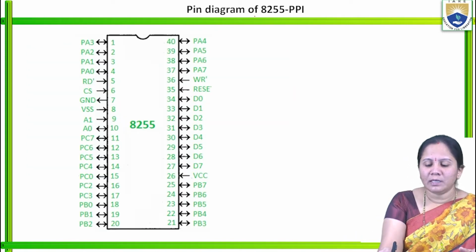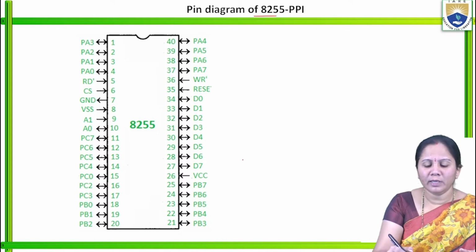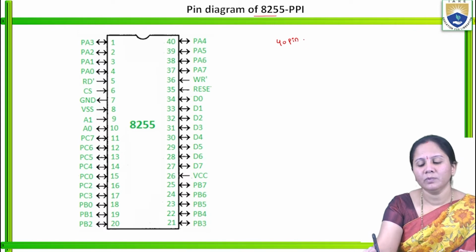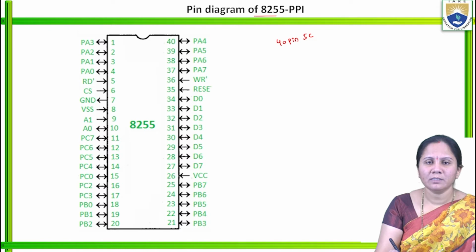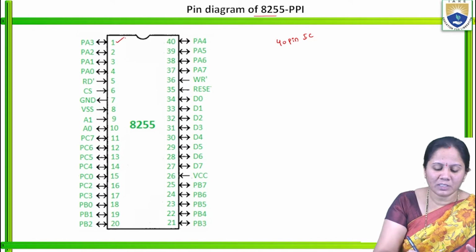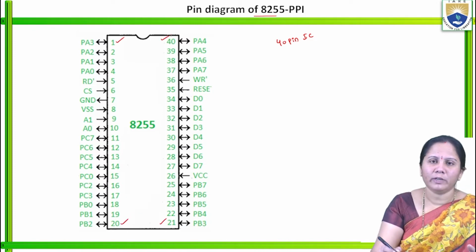Now, this is the pin diagram of 8255 PPI. This is a 40-pin IC. Totally it consists of 40 pins. All these 40 pins are arranged in a dual inline package. Here you can see the pins from 1 to 20 and 21 to 40.